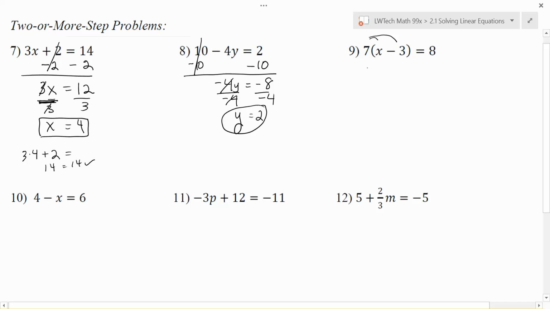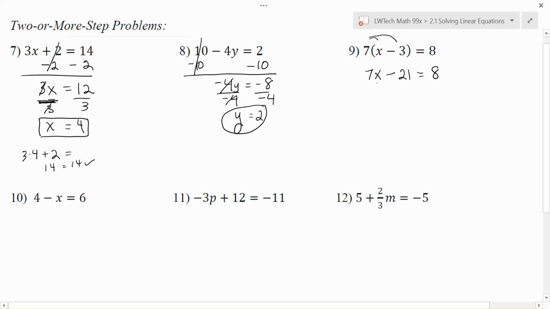This allows us to rewrite the equation with no parentheses in it, and it will make it easier for combining or solving for your variables as you need to. So in this case, if I take that 7 and multiply it by each thing inside, 7 times x gives me 7x, and 7 times a minus 3 gives me a minus 21. And now I have this as my new equation.